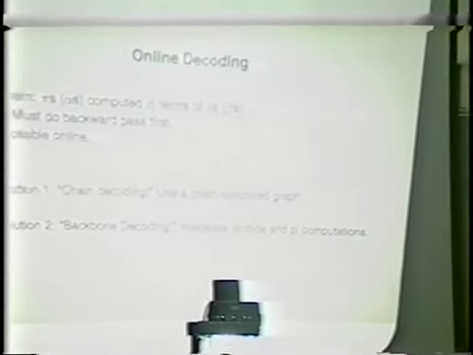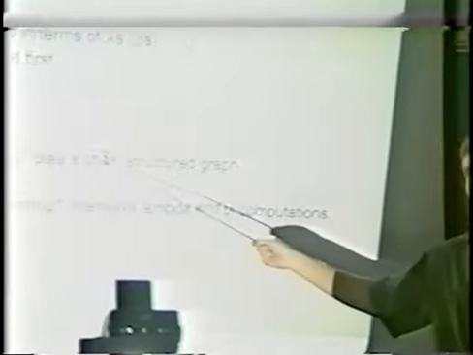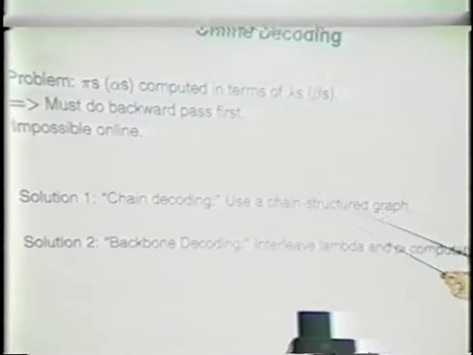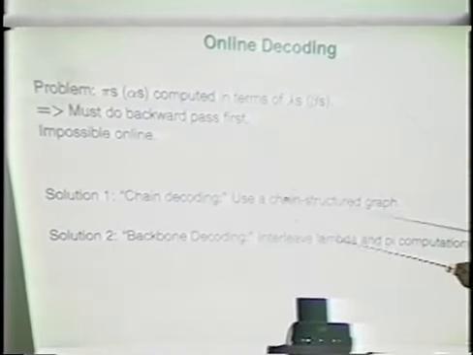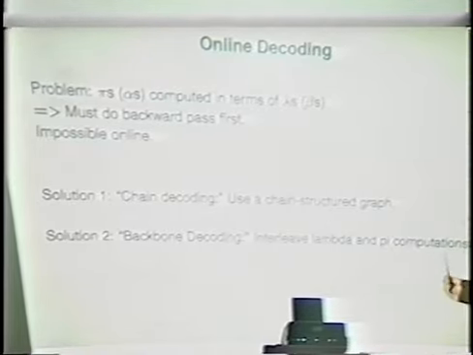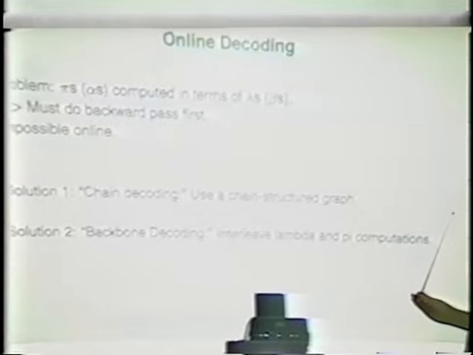In fact, there's a couple of solutions to that. The first one is that if your graph structure is even simpler than a tree, if it's just a chain, then it turns out that the dependence of the pi's on the lambdas goes away. And the second solution is to actually interleave in a clever way the lambda and pi computations so that you never need to work with something that you don't have.